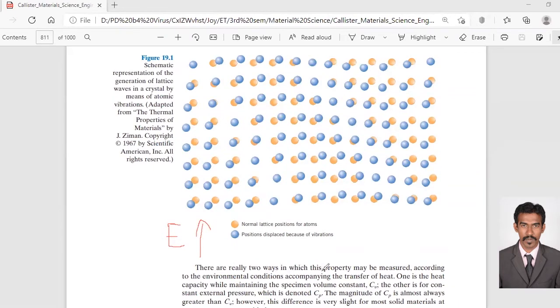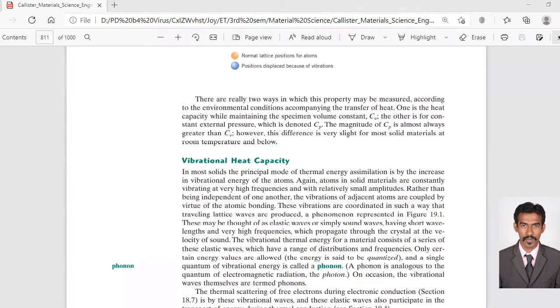There are two ways in which this property may be measured according to the environmental conditions accompanying the transfer of heat. So this C, that is heat capacity, can be measured in two ways. One is the heat capacity while maintaining the specimen volume constant. That is named as CV. So C is the heat capacity and V is the specific volume. So this is heat capacity at specific volume, or volume is constant.